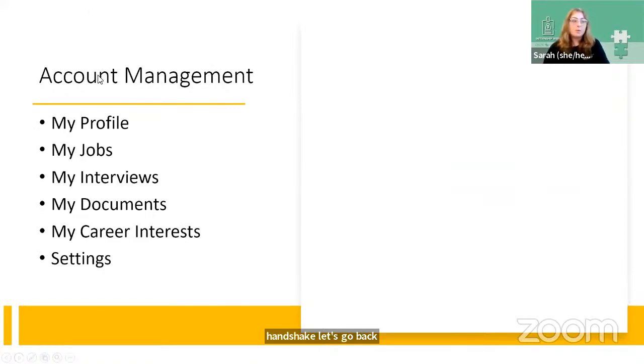So account management. What is account management? Your profile, your jobs that you've favorited, your interviews. If you've applied for an on-campus interview, then that's where you can find your interview schedule and your documents like your resume, cover letter, transcripts, writing samples, as well as your career interests, which I mentioned from the previous slide, and then settings, like if you want to change your email or make your pronouns public. Those are things that you can access from the account management tab.